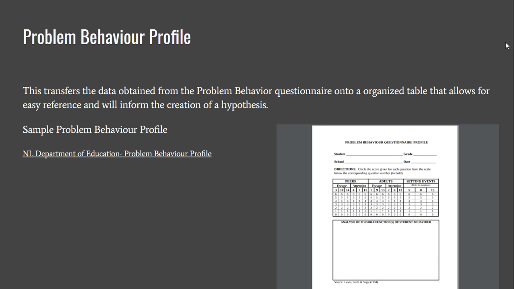The problem behavior profile is completed after the problem behavior questionnaire. It is usually found at the end of the problem behavior questionnaire. It is an organized table that allows for easy reference and will inform the creation of a hypothesis. It contains 3 categories: peers, adults, and setting events. Under each category, it refers to questions in the problem behavior questionnaire and a rating for each question. Below the table is a section to write an analysis of possible functions of behavior.